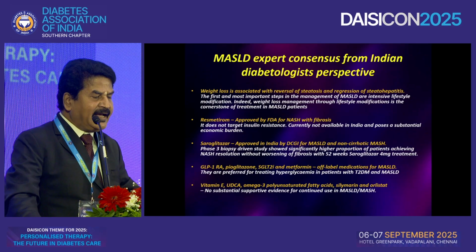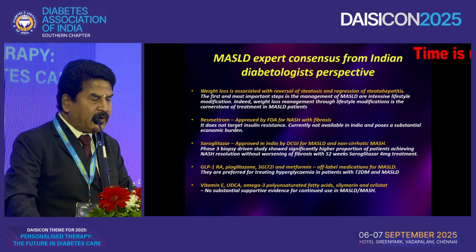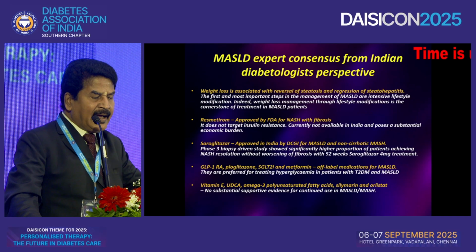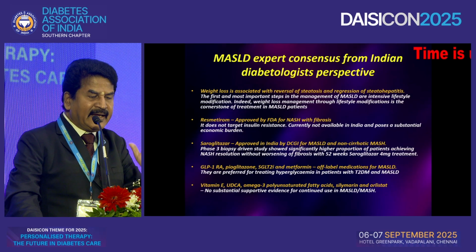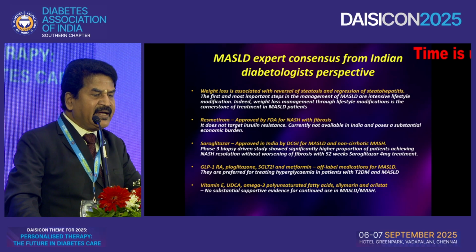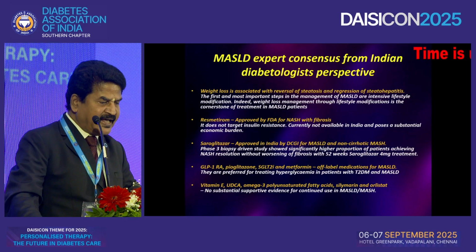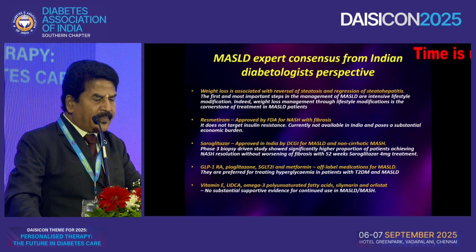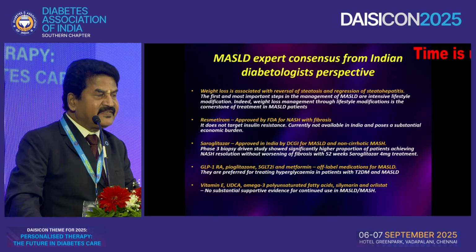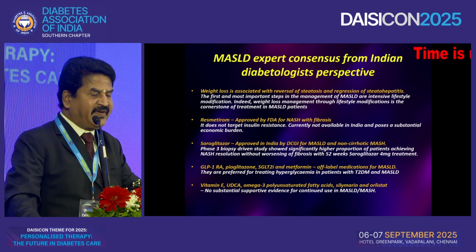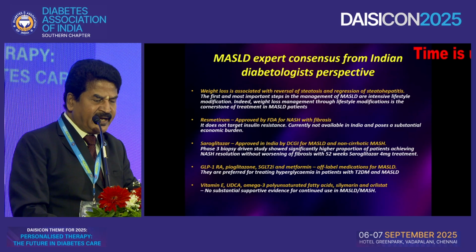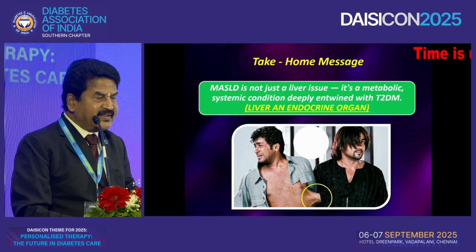What about GLP-1RA, pioglitazone, SGLT2 inhibitors, metformin? These are all off-label medications for MASLD according to the Indian diabetology expert consensus. And what about vitamin E, UDCA, omega-3 fatty acids, silymarin? They are listed, but there is no substantial supportive evidence for continued use in MASLD and MASH. This is the final slide.